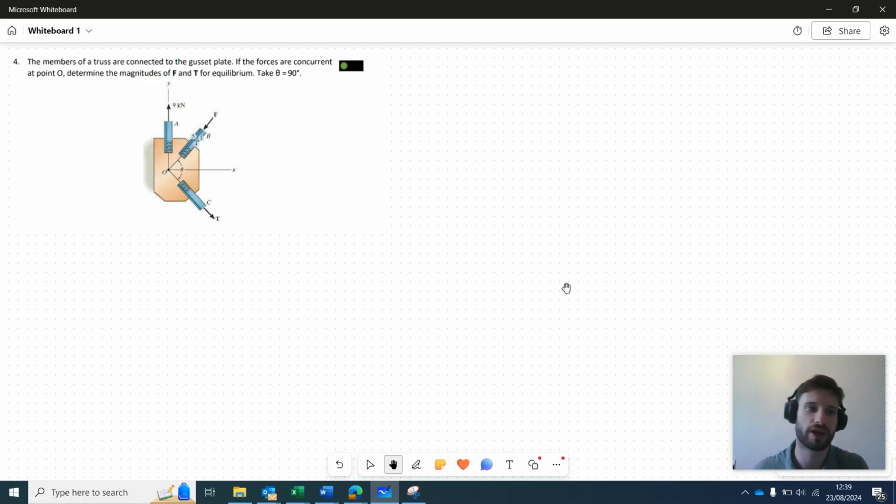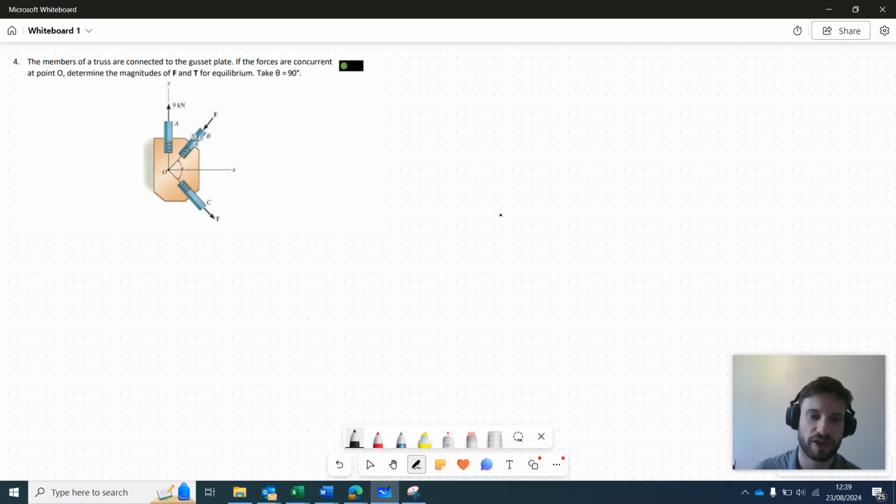So we have this problem here. The members of a truss are connected to the gusset plate. If the forces are concurrent at point O, determine the magnitudes of forces F and T for equilibrium. Take theta to be 90 degrees. So I'm just going to go ahead and show how I'd tackle this problem.